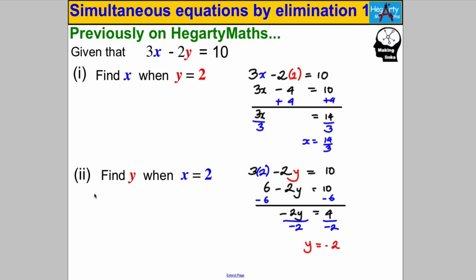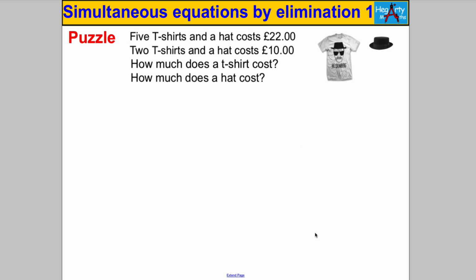Okay, hopefully you could. And I got x is 14 thirds or 14 over 3 and y is negative 2. If that's not very straightforward for you, please go back to the earlier skill of substituting and solving in order to refresh this. Okay, now on to simultaneous equations.